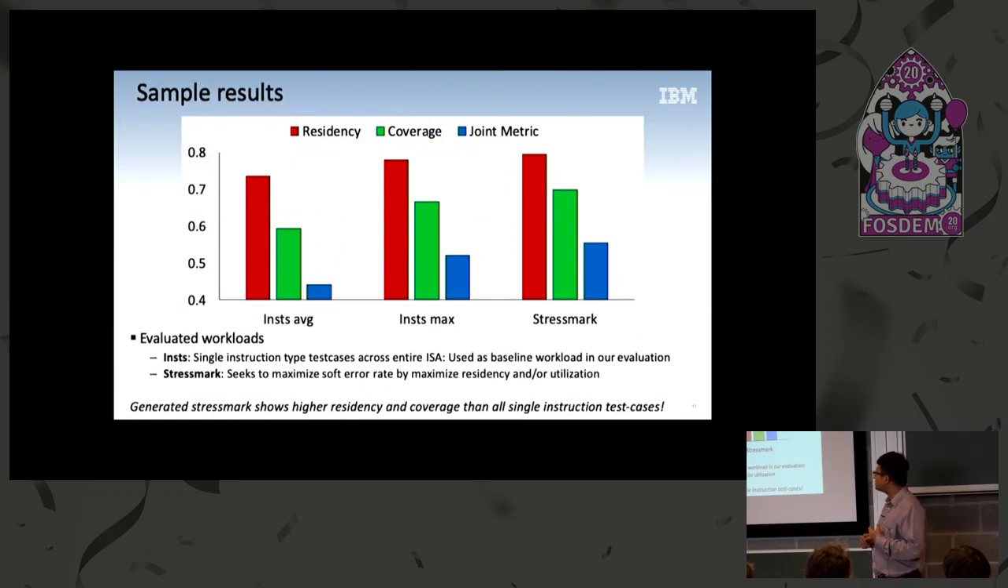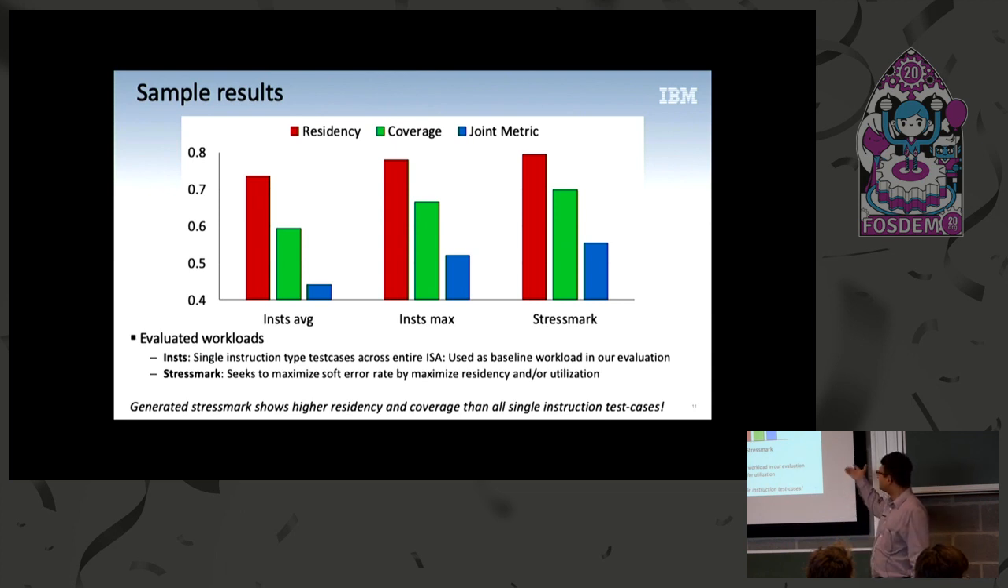So we have some sample results. We evaluate on three metrics: the residency, the coverage, and the joint metric, which is the product of the two. For the evaluated workloads, we look at the entire ISA, around 140 instructions of the single instruction test cases. We use these as the baseline, so we consider the average metrics and the peak metrics of all the instructions. There are also ways to generate workload proxies of entire workloads like SPEC, which is ongoing work. And finally, we also have the stress mark that we determined, and we try to calculate the metrics for this.